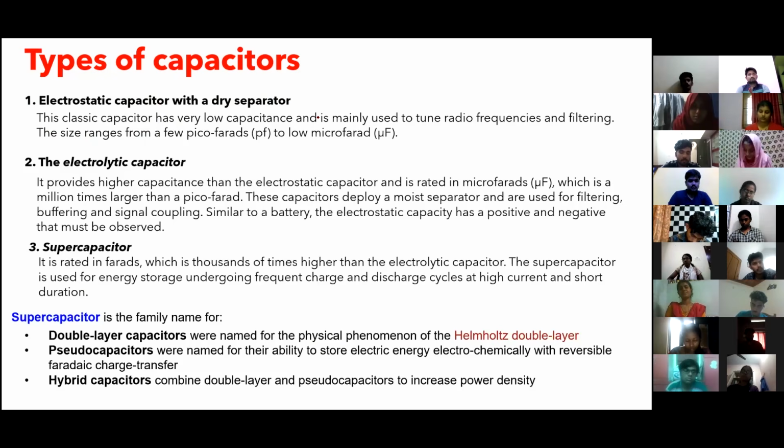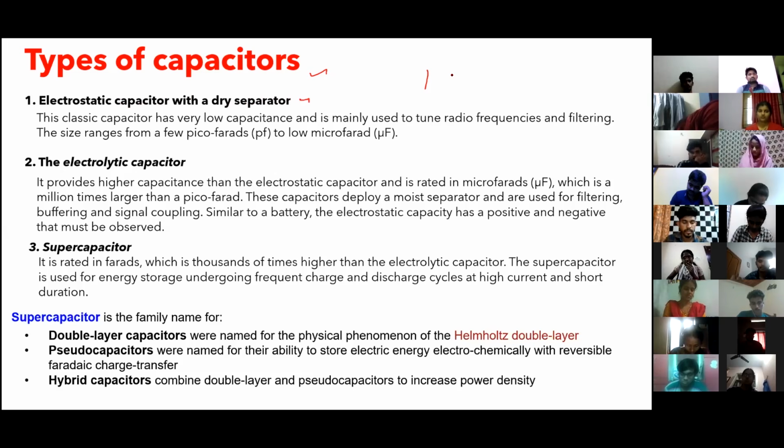Okay, so there are many types of capacitors available. One very common one is an electrostatic capacitor with a dry separator. There is a metal plate and there is a separator, which is an oxide layer. It can be air or it can be any material like zirconium oxide, hafnium oxide, some kind of material.